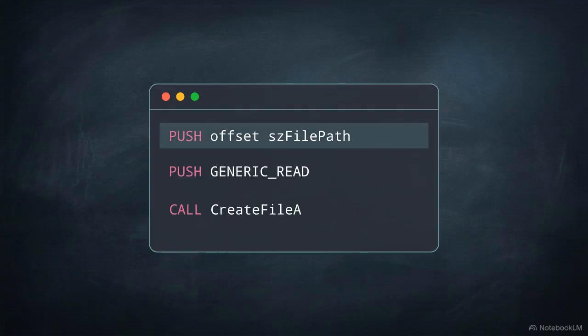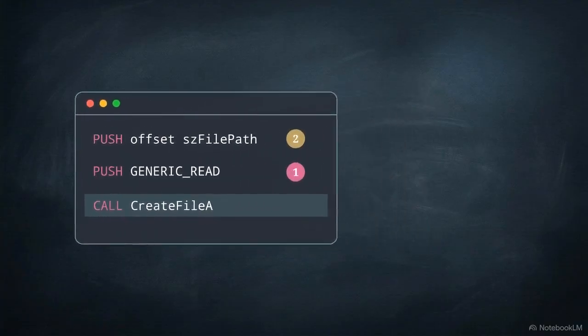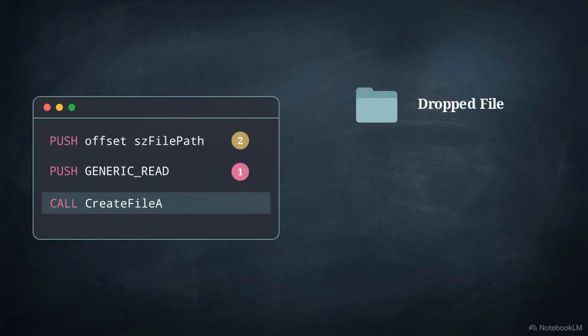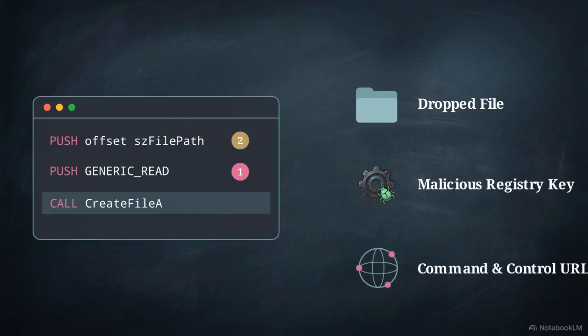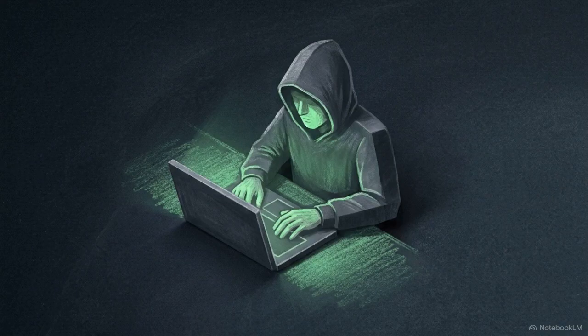In a standard CDECL Windows API call, the program pushes a file path, a read flag, and then calls CreateFileA. Reading these sequentially pushed values reveals the function's exact target, whether a dropped file, malicious registry key, or command and control URL. Treating these instruction blocks as cohesive, predictable idioms accelerates your triage and reverse engineering process.